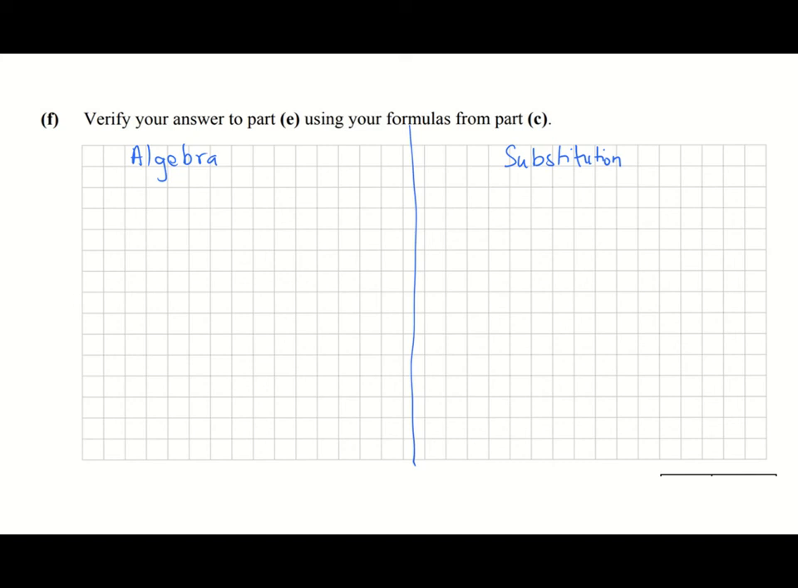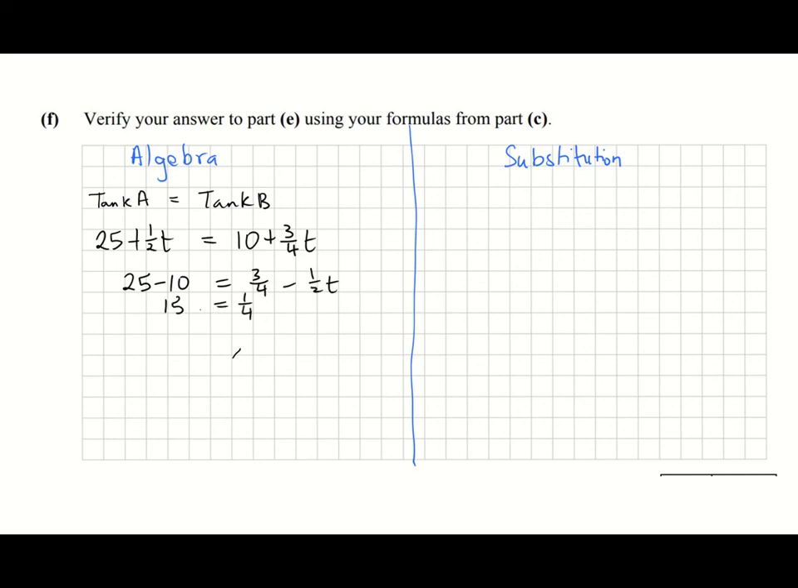Well, the formula for tank A was 25 plus a half t equals 10 plus 3/4 t. And you can rearrange that until you get all the numbers on one side and all the t's on the other. So you end up with 25 minus 10 equals 3/4 t minus a half t. So 15 equals 1/4 t. I just use a calculator then to multiply by 4, and I get t is equal to 60 seconds. So I verified it that way.